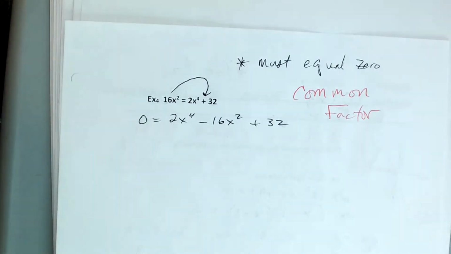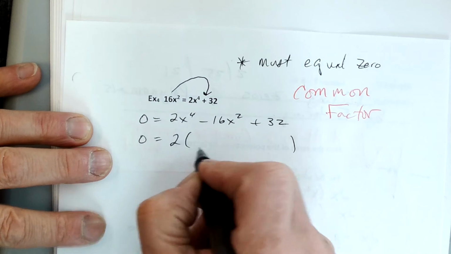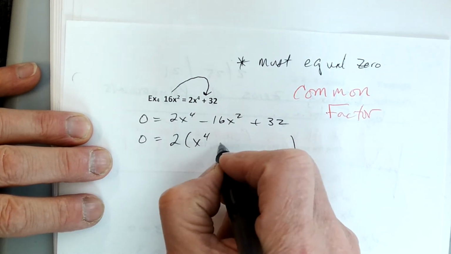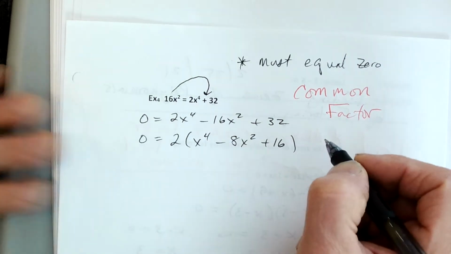So I see a 2. Let's take out a 2. Let's see what I get. x to the 4th minus 8x squared plus 16. Okay?